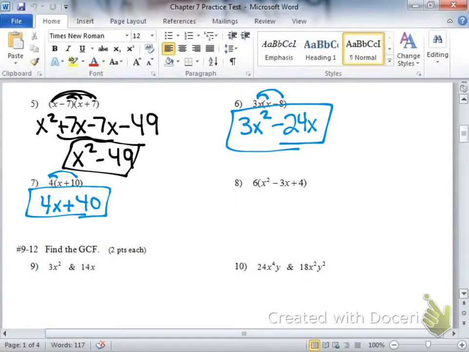And then the last one on the distributing section, it's a monomial times a trinomial. So you're just distributing the 6, but you're distributing it to 3 different terms.